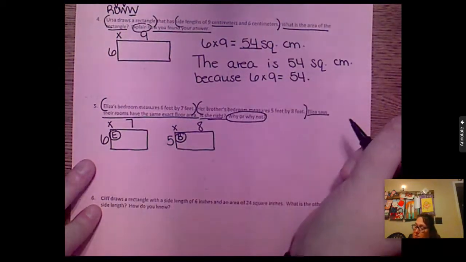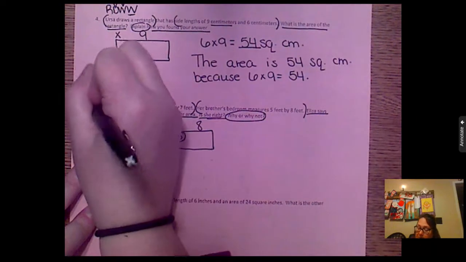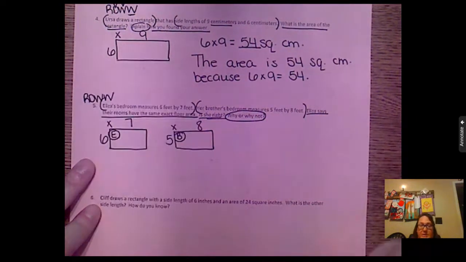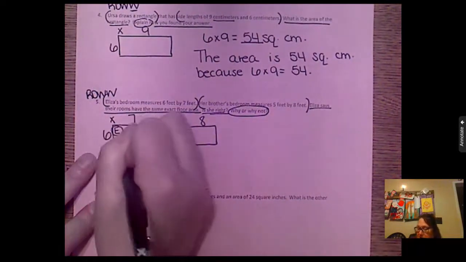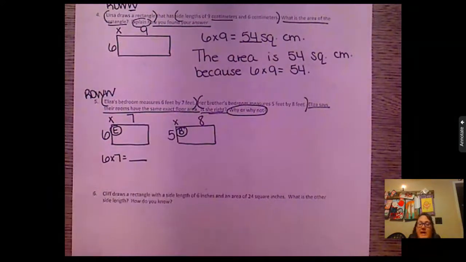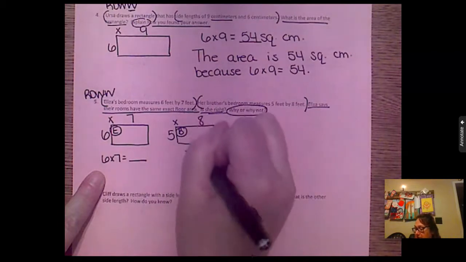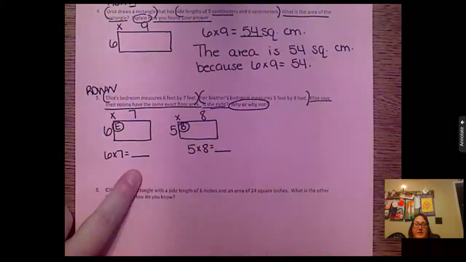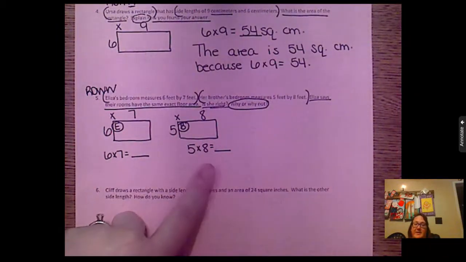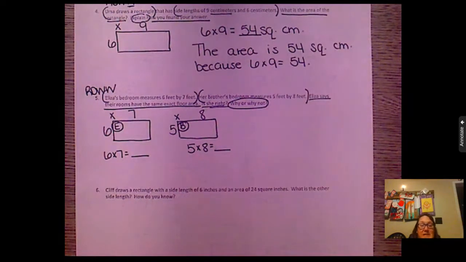Okay, so for Eliza, and this is RDWW, right? We're doing it, we just didn't write it. So let's find Eliza's area first. So we would do 6 times 7 equals blank. So go ahead and solve that. You're going to do Eliza first, and then her brother's is 5 times 8 equals blank. So if you want to pause that and then solve, find the area of Eliza's bedroom, and then find the area of her brother's bedroom, and then see if she's right. She says that they both have the same exact floor area. So find the area of each and then see if you agree if she's correct or not. So pause your video and solve those for me, please.